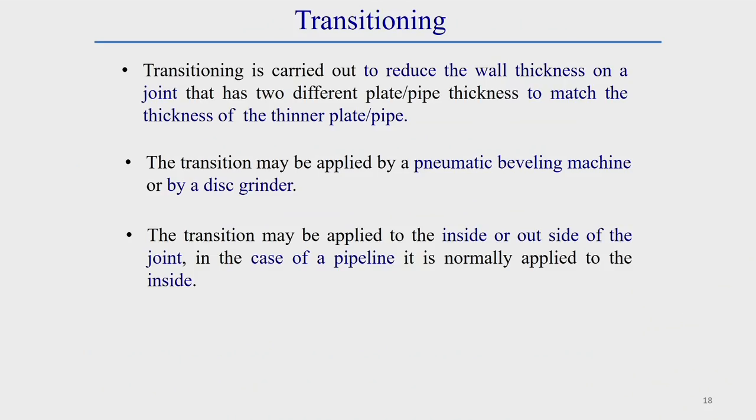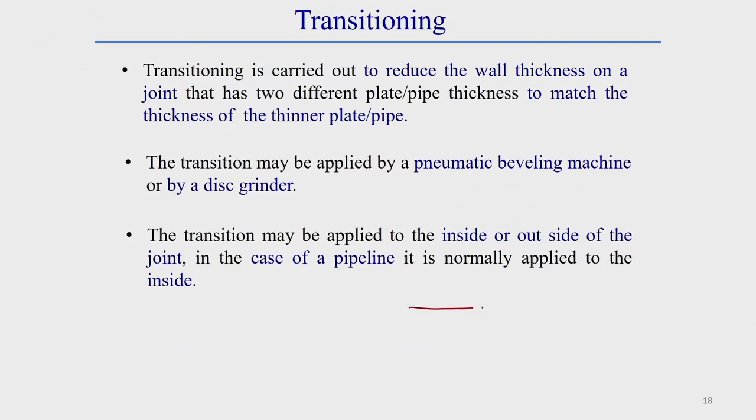Here another important piece of extra information is required, that is called transitioning. This transitioning is a very important part where we use two different plate thicknesses. Generally transitioning is required where two different plate thicknesses are to be welded. There generally we use transitioning. Here one thing we can see that transitioning is very important.